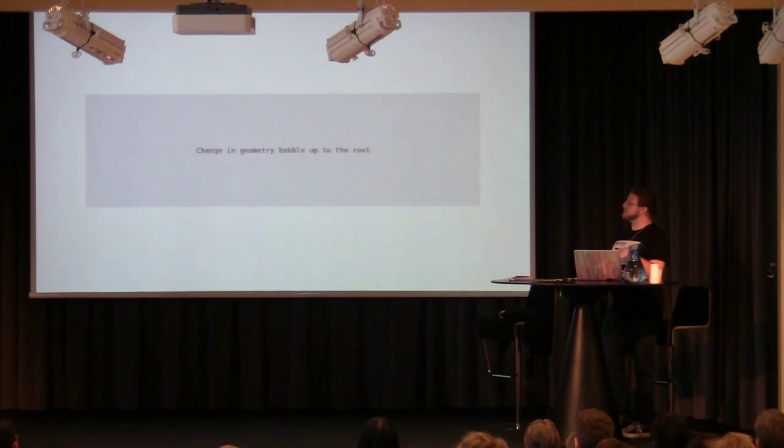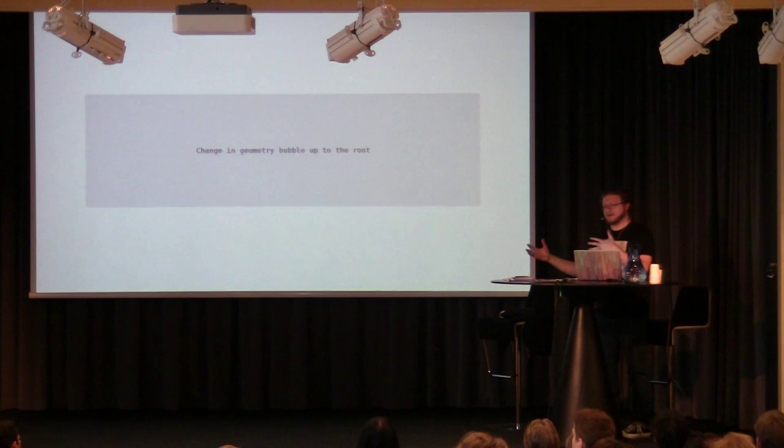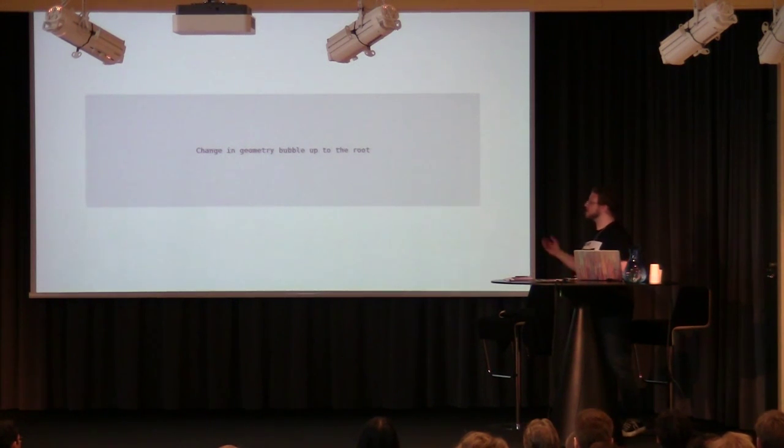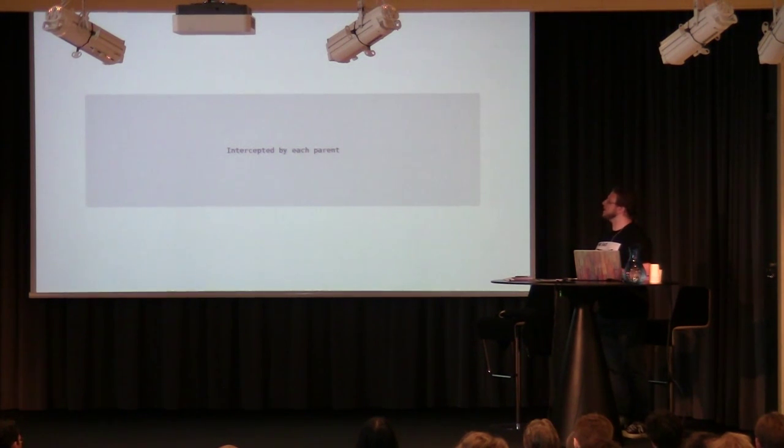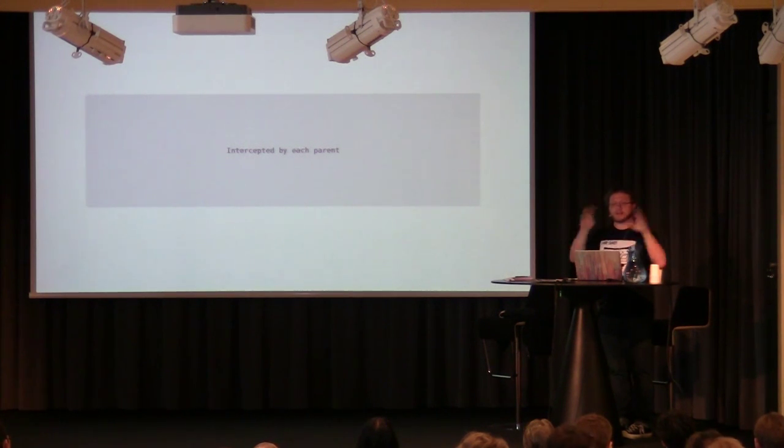One of the things we do to filter out this stuff is we bubble up every single change in the geometry upwards to the root from the lower layer that said it needs to be relayed out. But unlike GTK, and kind of unlike Flutter, we let every single parent intercept that. This means that, by default, we don't relay out everything if something changed.